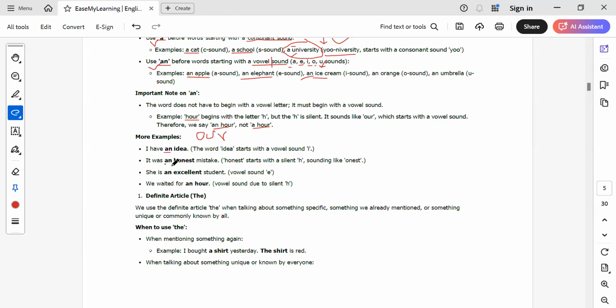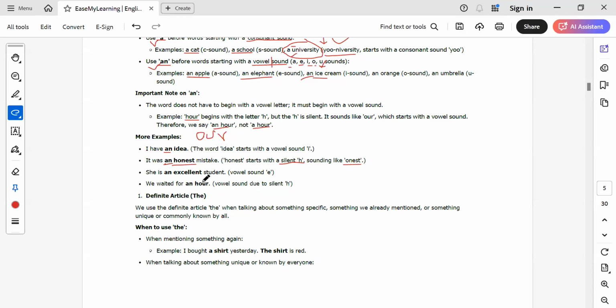It was an honest mistake. Now, when we say honest, we again have a silent H. That is why we have included this example in our chapter so that this concept is very clear to you. Then, here, even though it starts with H, we pronounce it onest. We don't say honest with the H, we say onest. Because we say onest, we write an honest mistake. We don't write a honest mistake. So we say it was an honest mistake.